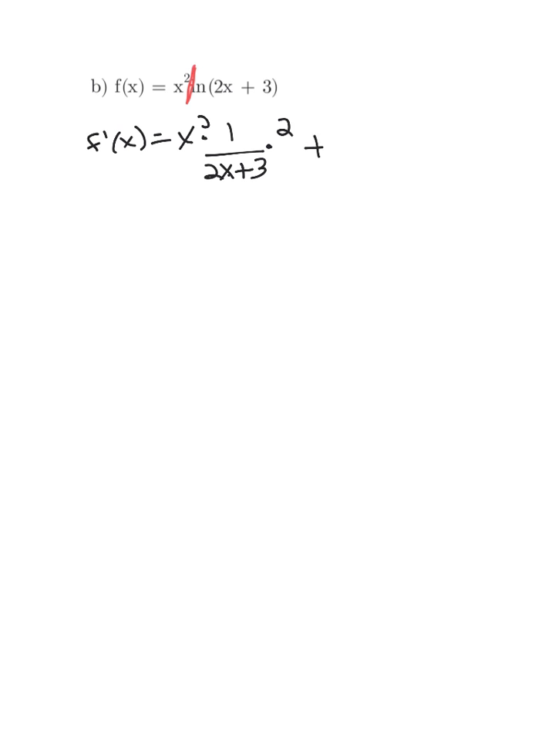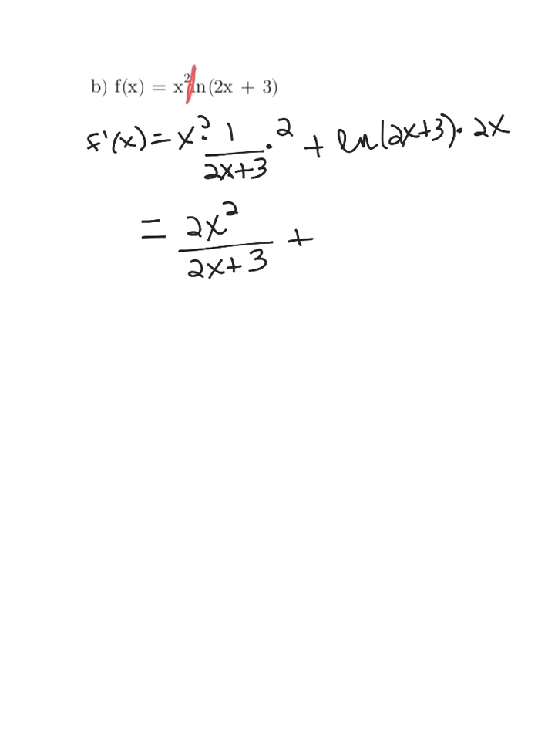plus the second left as written times the derivative of the first, which is 2x. So cleaning up a little bit, the first term would be 2x squared over 2x plus 3. And then the other thing we're going to do, just to make it more readable, is bring the 2x out to the front of the logarithm so that you can tell it's not part of the argument. There is nothing else that you need to do to that. That would be your answer.